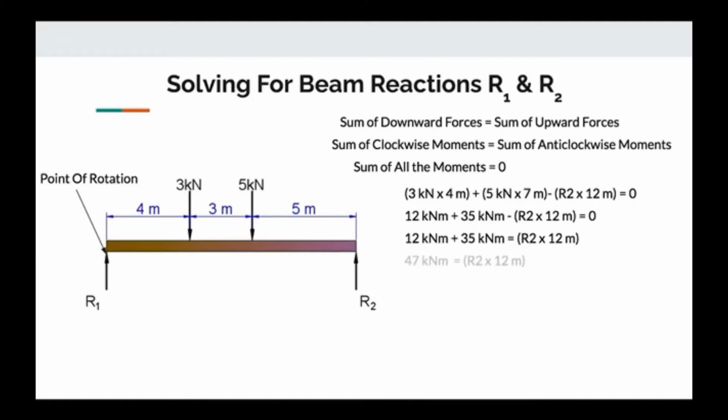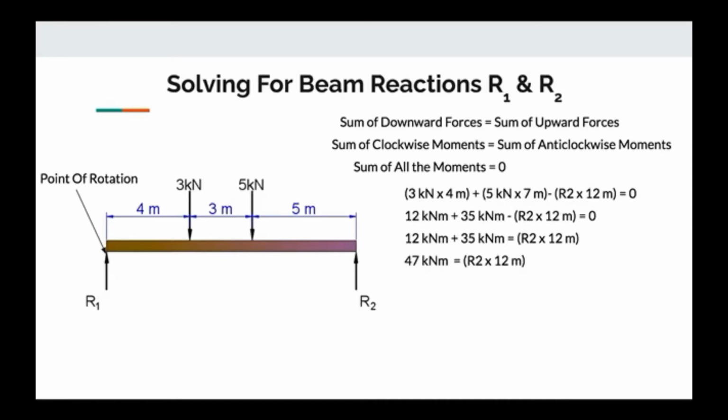Then in the next row, I will add the moments, and you will get the sum of clockwise moments, because the 3 kilonewton force and the 5 kilonewton force are both producing clockwise moments. So when you find those moments, which are 12 and 35 respectively, and they are added, you get the sum of clockwise moments. And on the other side of the equation, you get the sum of the anti-clockwise moments, which is R2 times 12. That's the only anti-clockwise moment, R2 times 12.